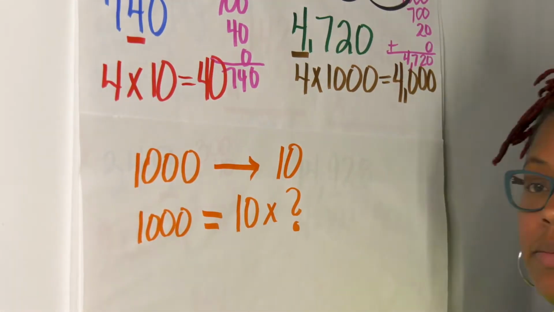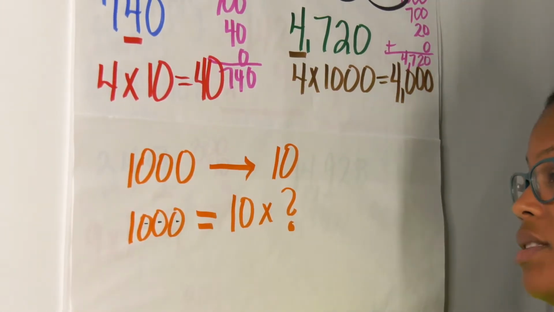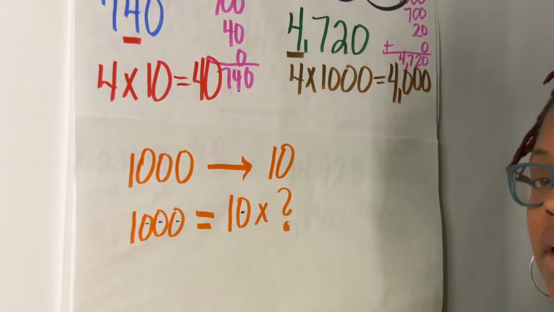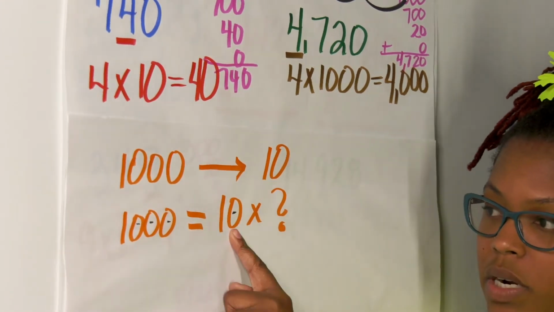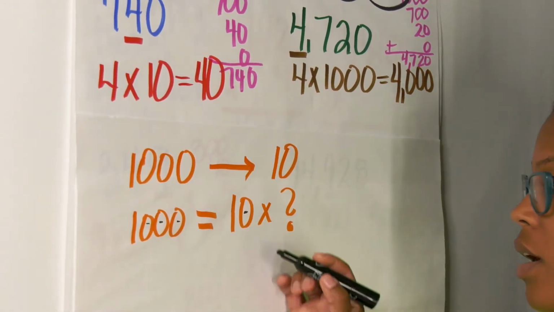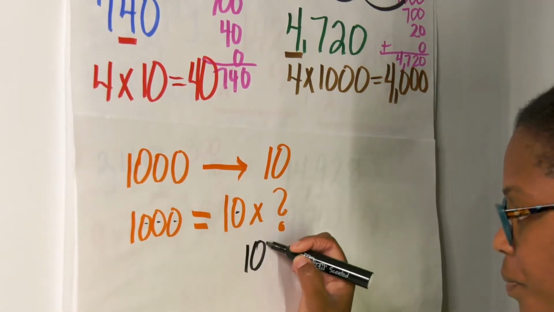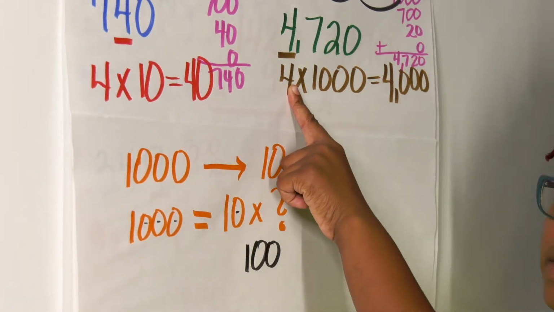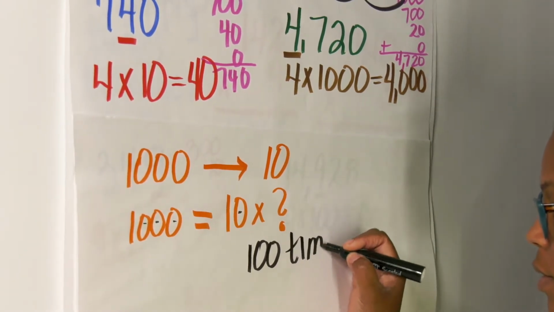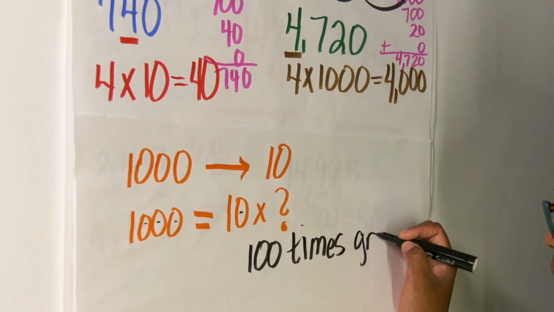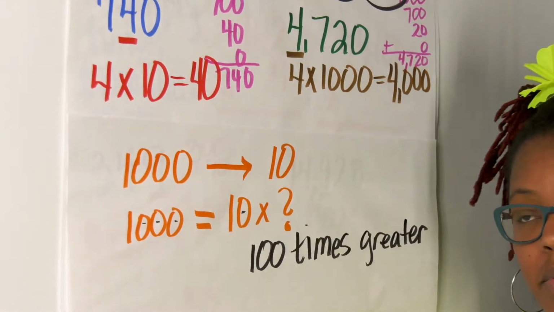Now that's very simple, you all. Just look at our zeros. In 1,000, we have 1, 2, 3 zeros. In 10, over here on the right side, we have 1 zero. How many more zeros do we need to make this number look like that? 2. Now, which number, 10, 100, or 1,000, has 2 zeros in it? 100. So the 4 in this number is 100 times greater than the value of the 4 in this number.